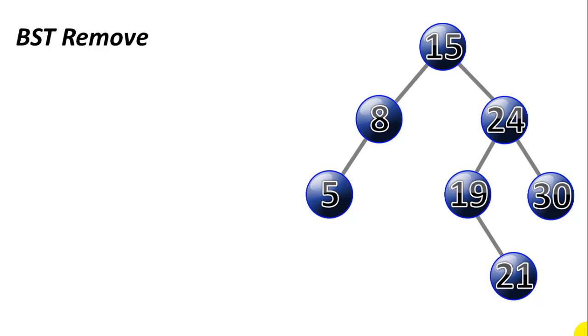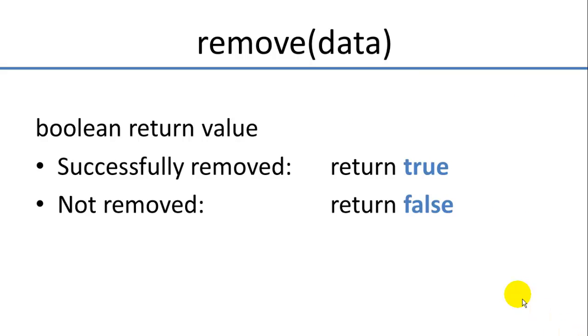This video is going to cover the remove function only. Remove is a pretty complicated process, so we're going to cover a variety of different cases. The remove function basically takes a piece of data or an integer value, and it's going to either return true if it successfully removed that value, or false if it did not.